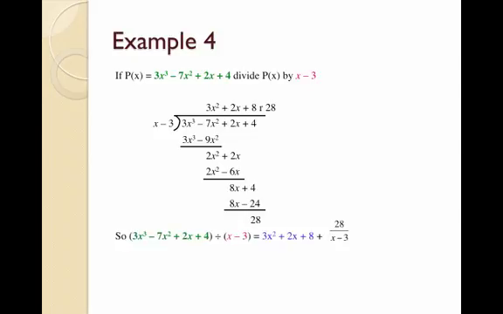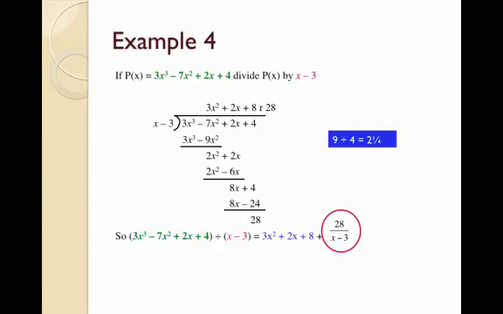So our polynomial 3x cubed minus 7x squared plus 2x plus 4, when divided by x minus 3, will give us 3x squared plus 2x plus 8 plus 28 out of x minus 3, our remainder over the divisor. Let me give you an example with numbers. Say we had 9 divided by 4. 4 goes into 9 2 times with a remainder of 1. But we don't write remainder 1. What we write is 1 out of 4.